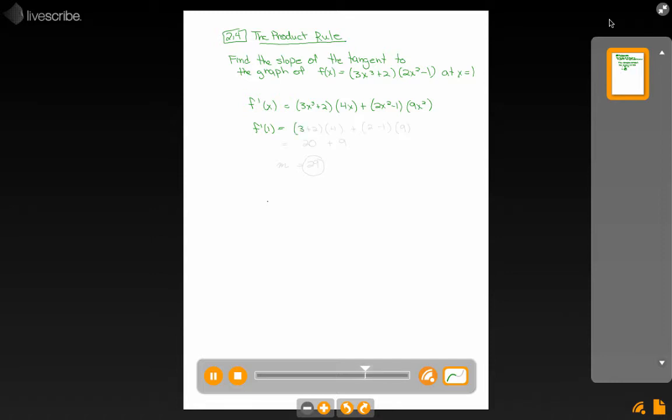So I've got 3 plus 2 times 4 plus 2 minus 1 times 9. So I've got 20 plus 1 times 9 is 9. So the slope is 29 units. And so, again, totally unnecessary to do any extra simplifying if all you're going to do in the end anyway is put in a number. So we end up with an answer of slope equals 29, and your question is done.